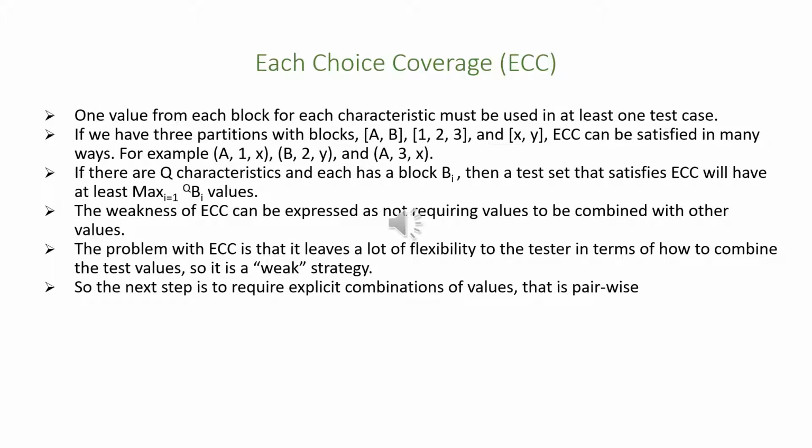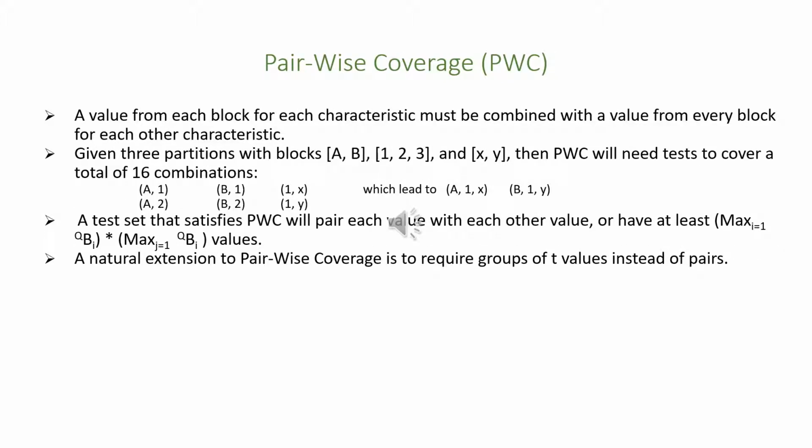So we go to the next strategy, that is pairwise strategy, where we require only explicit combination of values. Here we come to our third strategy, pairwise coverage, which is the next version of each choice coverage. Here in pairwise coverage, a value from each block for each characteristic must be combined with the value from every block for each other characteristic.